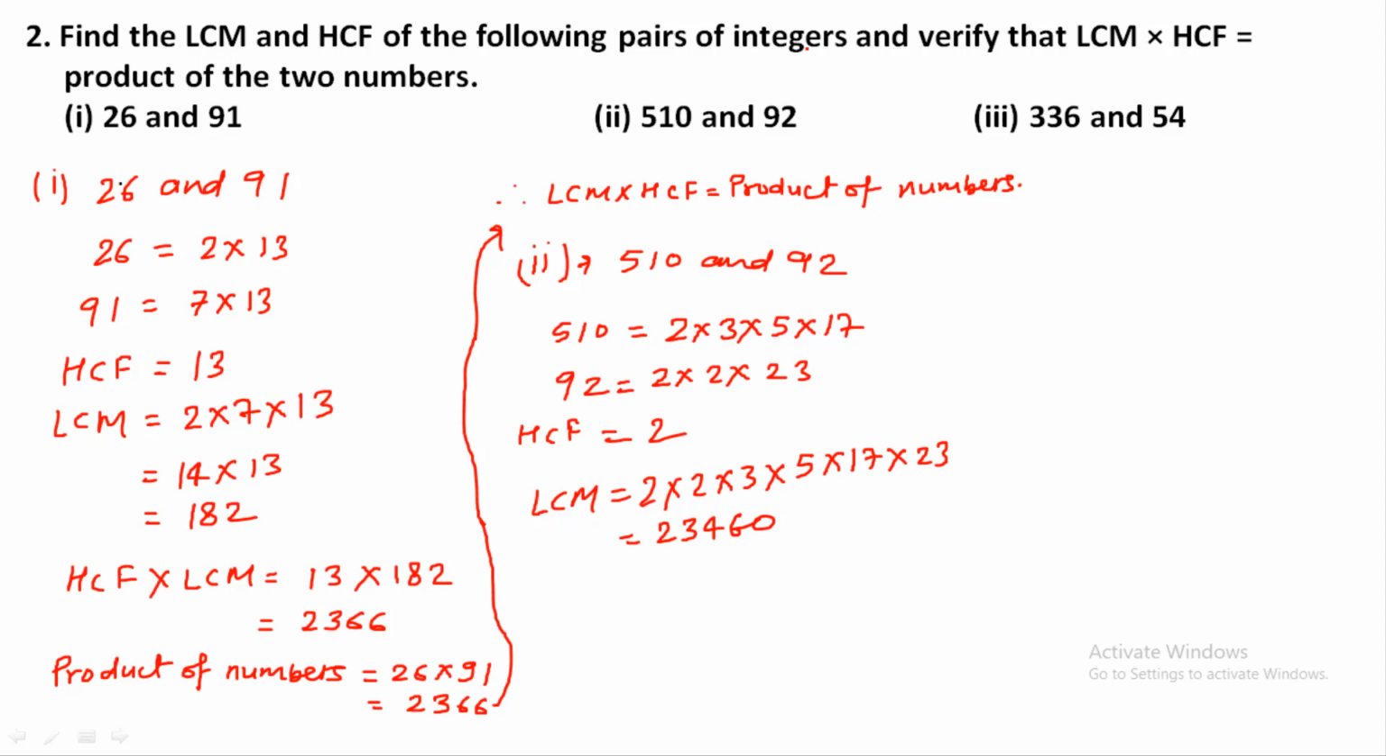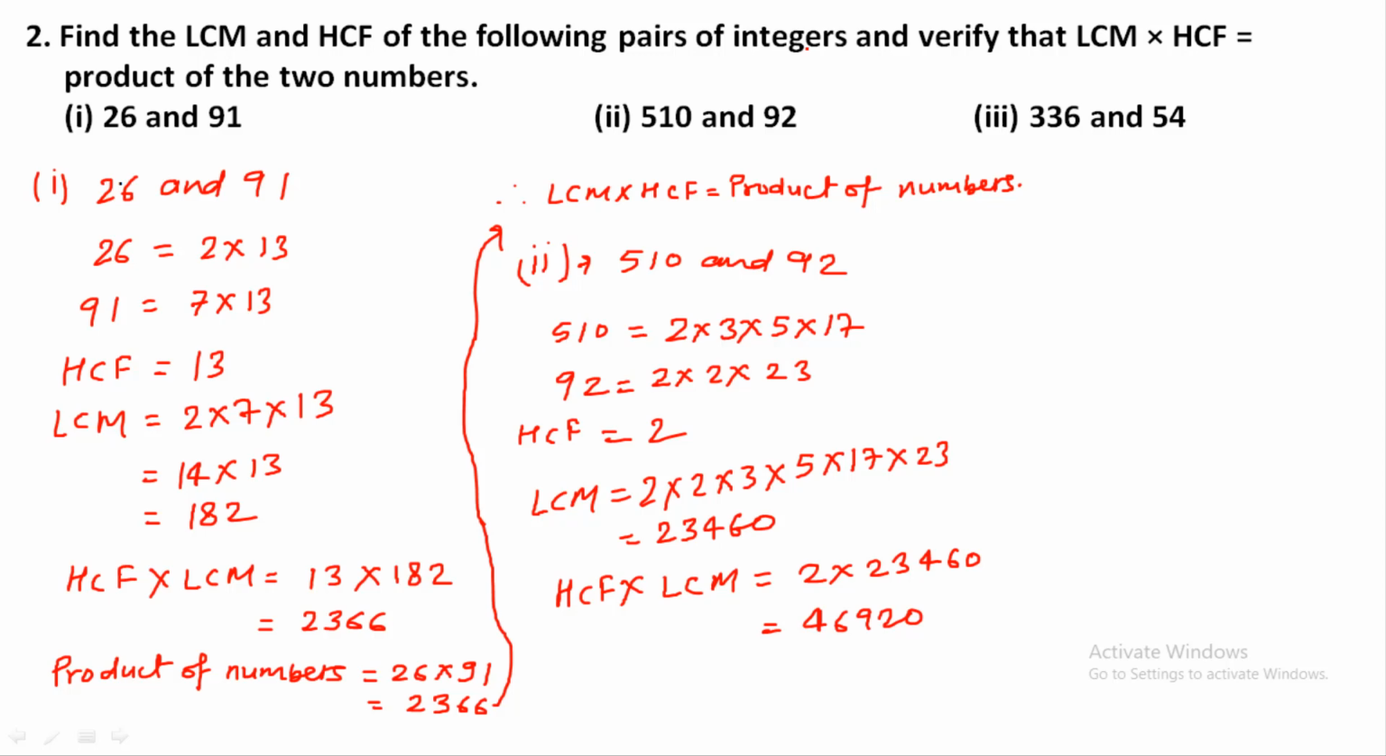So we find HCF into LCM. So HCF is 2 and LCM is 23,460. When we multiply this, then we get 46,920.